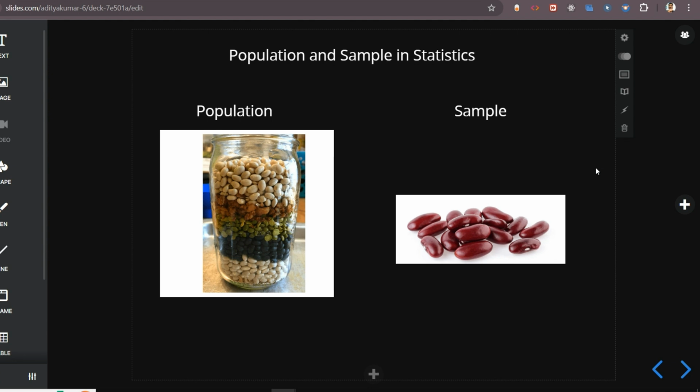It will not provide information as accurate as understanding the entire population, but it will give you some sort of information that will be very close to the results that you would have got through analyzing the entire population, right? So this is the concept of population and sample in stats, right?